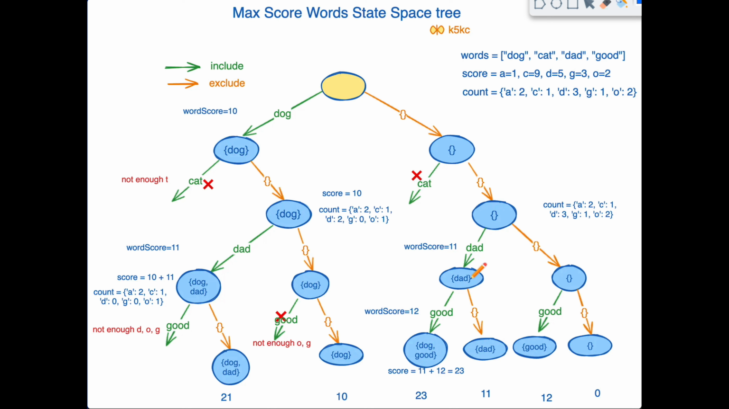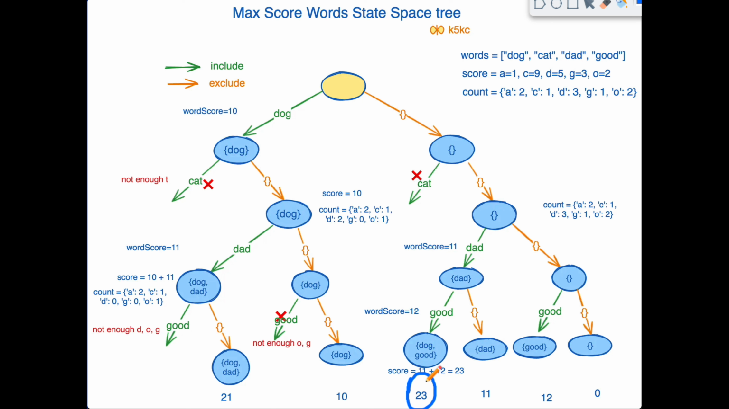And similarly, in this path, we had chosen dad, but luckily here we can actually take good. So our score becomes 11 plus 12, 23. So that is one of the scores. But if we don't take good, then the score remains 11. Similarly, for the empty set, if we take good, our score becomes 12 and then 0. So if you see, the maximum of this is 23, and that is our answer. So this is the brute force approach.